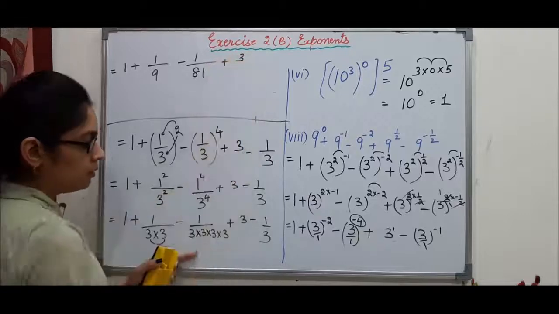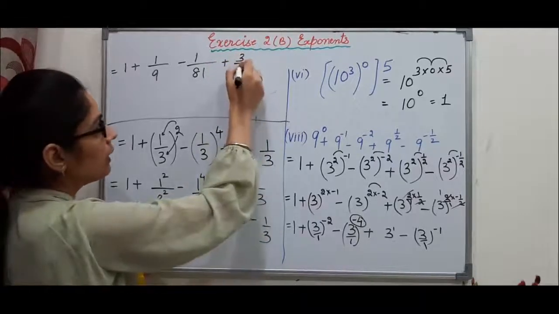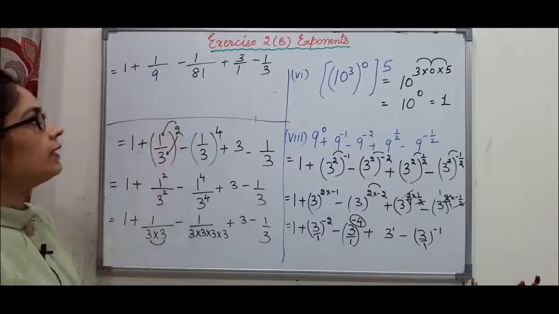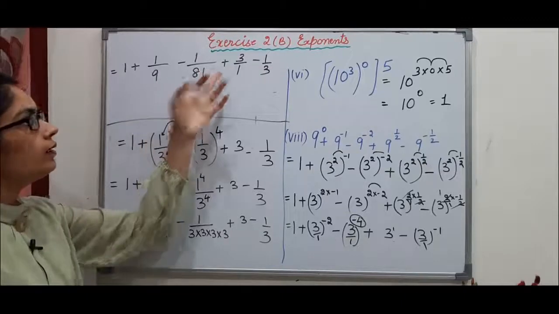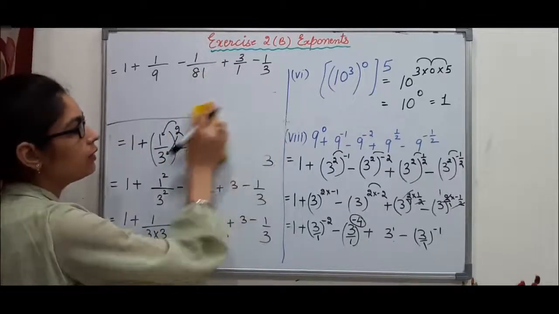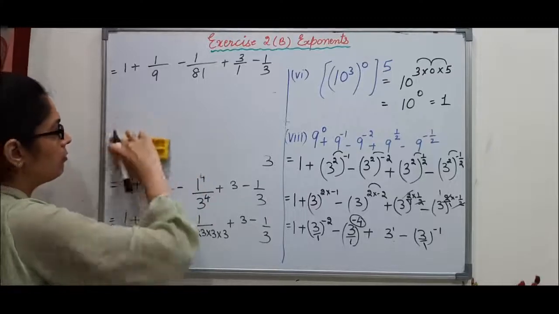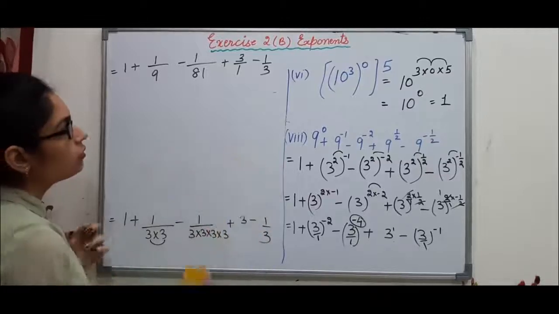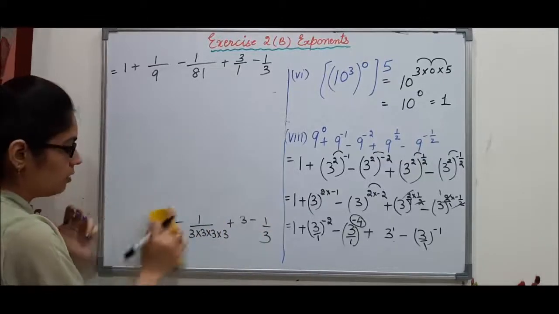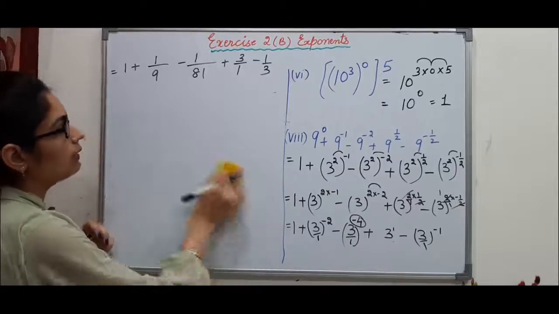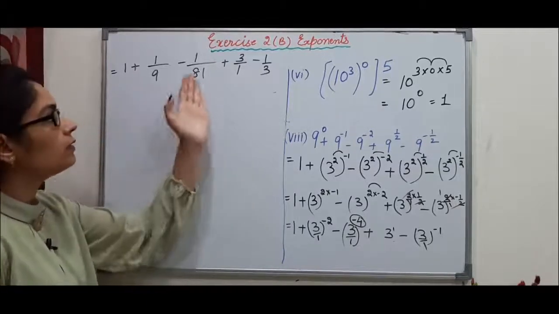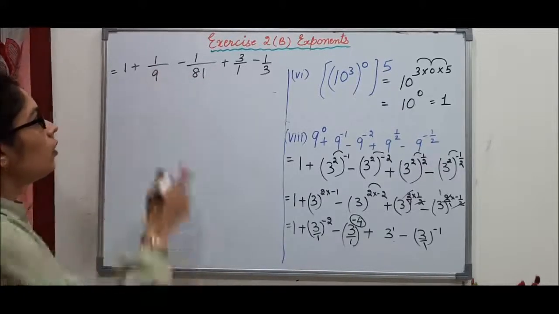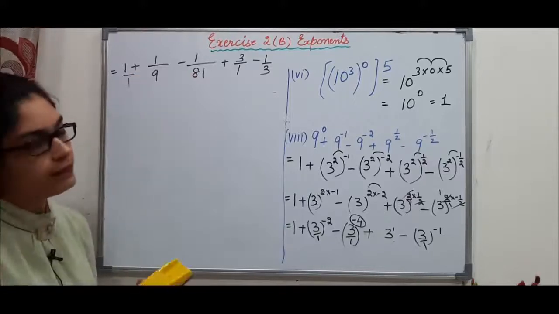Plus 3, see all the numbers are in fractions, so this 3 also I will write as 3 by 1, minus 1 by 3. So now all the numbers are getting subtracted or added. So now we cannot apply any further rule, we just have to solve them. Subtraction or addition of fractions we can find by taking their LCM. LCM of all the denominators when denominators are not same. If the denominators are not same, see 9, 81, all the denominators are different, we can take LCM.